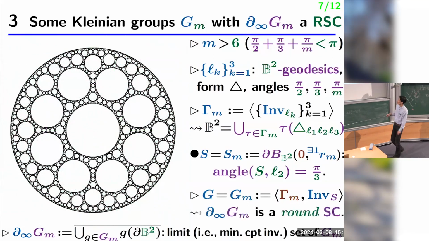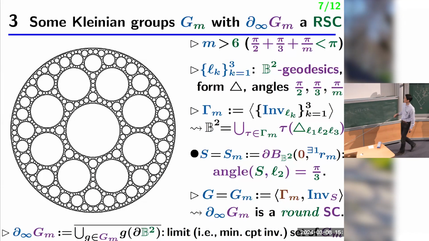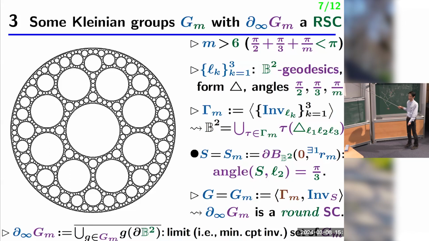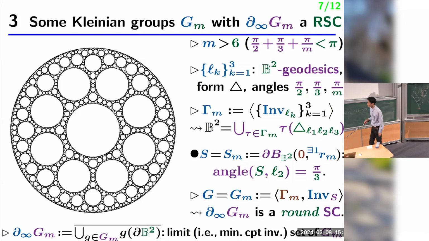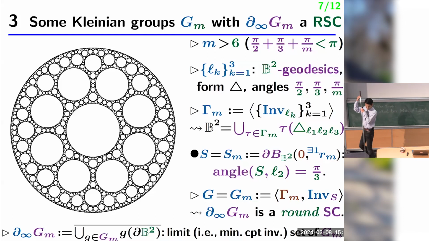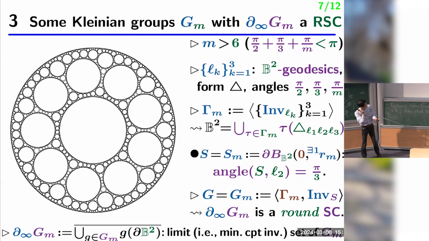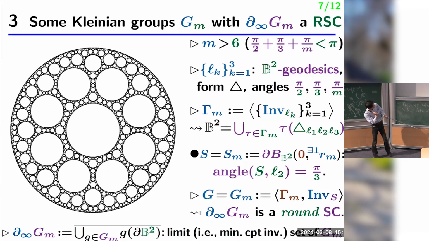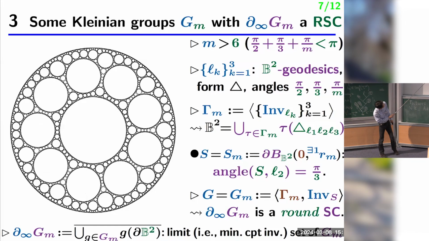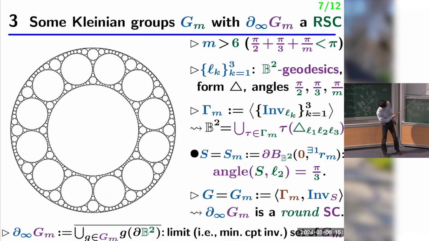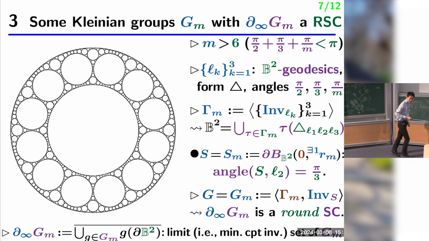And after taking the union of all these circles and taking the closure, you get some topological self-similar carpet, which consists of round circles. This case is m equal 8, m equal 9 is this, and this is for m equal 12.